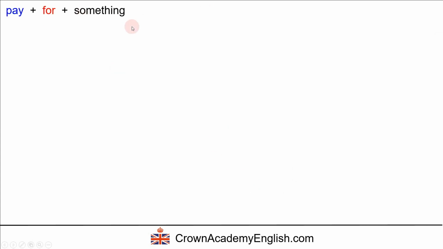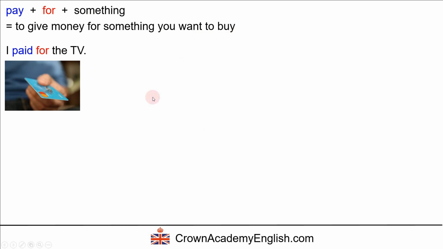Pay for something, very common, and it means to give money for something that you want to buy. Common example: I paid for the TV. So I paid for the television. And paid, P-A-I-D, is the past simple form of pay. So this is what we're buying.